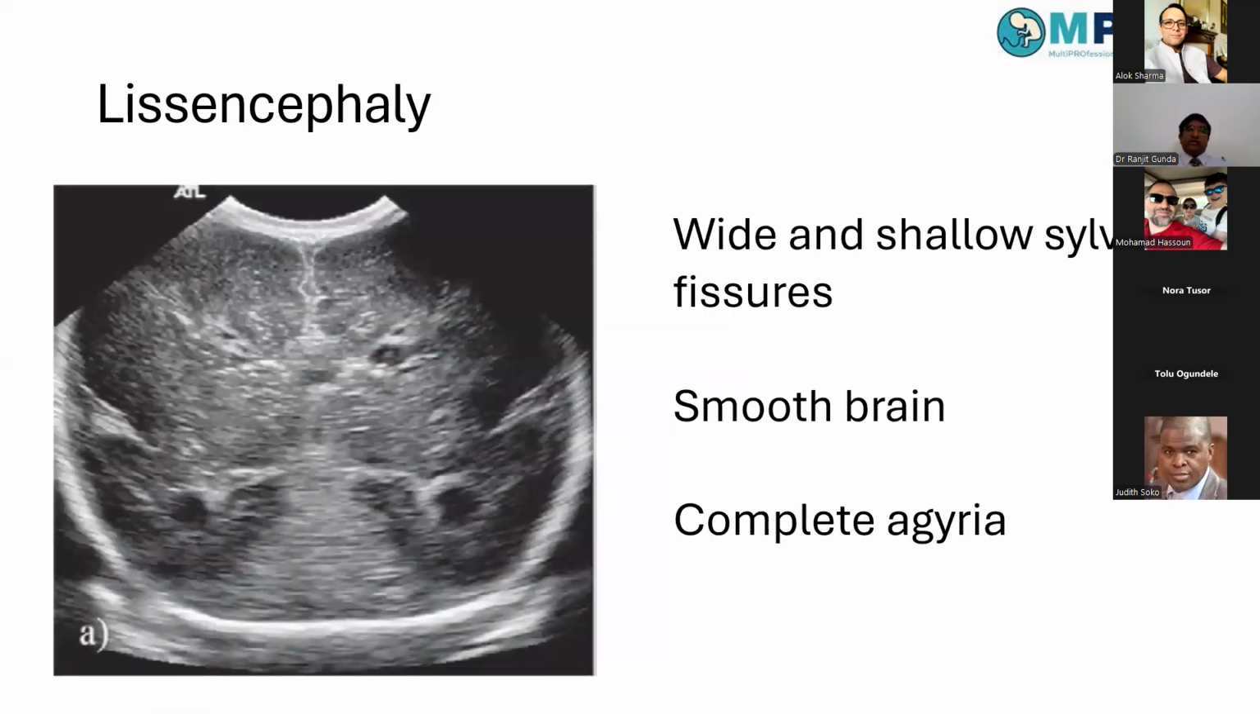Example of lissencephaly, very similar to Dr. Naushin's picture again. So wide and shallow Sylvian fissures. There is no gyral sulcal pattern and no difference between white and gray matter. It looks like a premature brain, with no gyri and sulci, so basically a very smooth brain. When we do the scans, it looks like a 24 or 25-weeker parenchyma in a term baby with lissencephaly. It is called lissencephaly associated with hydrocephalus, sometimes missing, and it happens generally because of hydrocephalus ex vacuo rather than an obstructive picture of hydrocephalus.